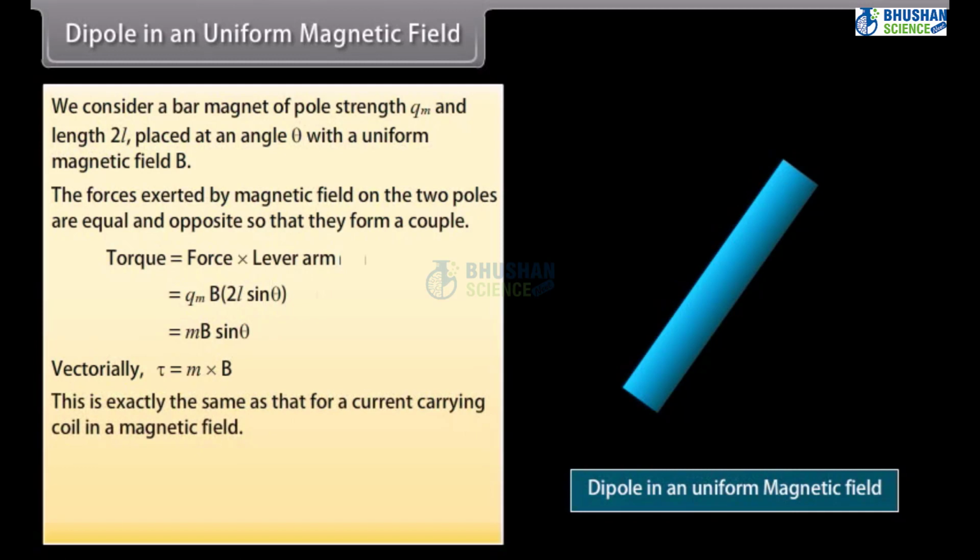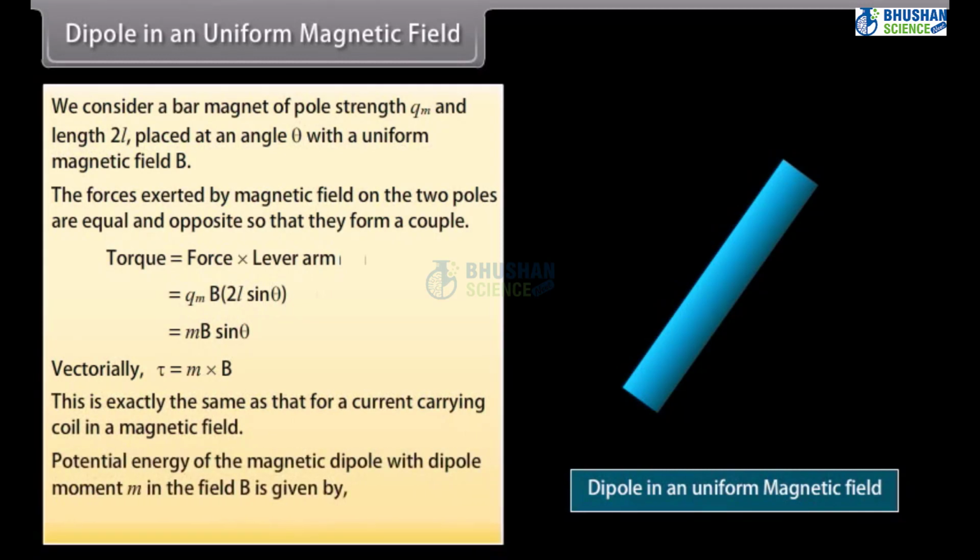This is exactly the same as that of a current-carrying coil in a magnetic field. Potential energy of the magnetic dipole with dipole moment m in the field B is given by U = −m · B.